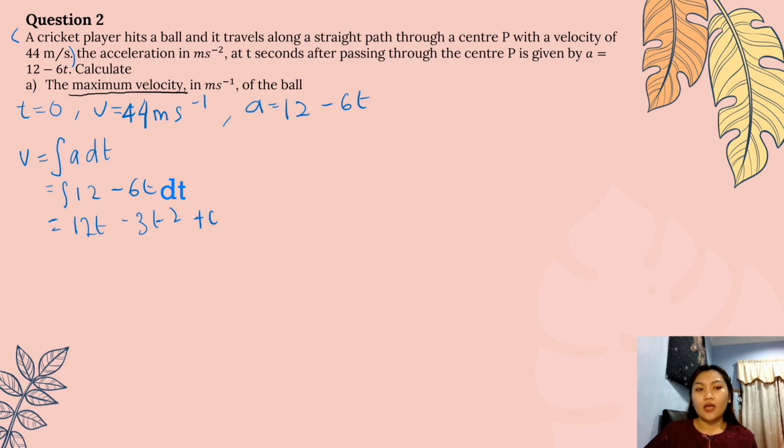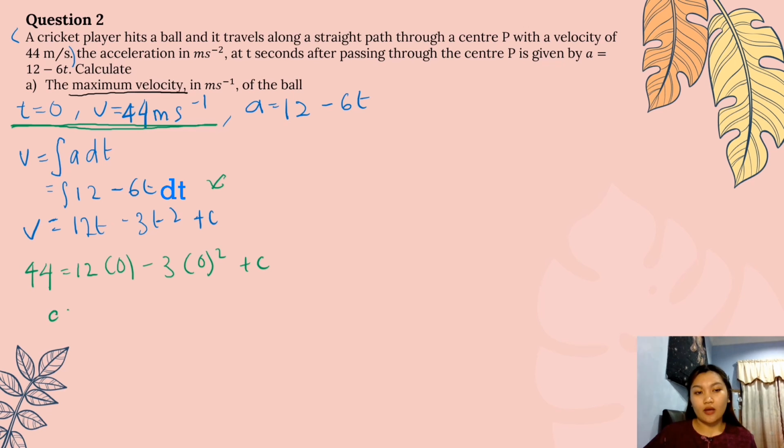So you will integrate 12 minus 6t, and you will have the final answer equal to 12t minus 3t squared plus c. Now how are you going to find the value of c? You remember this information, right? We are going to substitute this information into this velocity function. So when t is equal to 0, v is equal to 44. So we substitute the value of v, which is 44, and the value of t. So now the value of c is equal to 44, and your function of velocity is v equals 12t minus 3t squared plus 44.